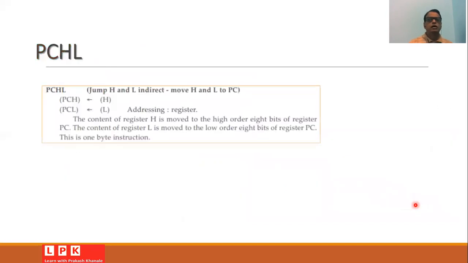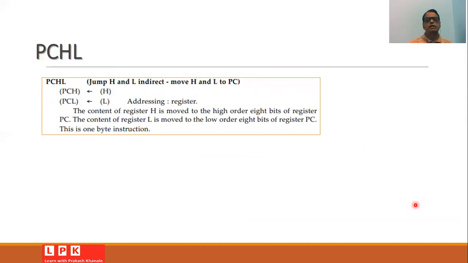There is another instruction, called the indirect jump, PCHL, that is jump H and L indirect, that is move H and L to the PC. So the content of H will be moved to the higher order 8 bits of PC. The content of L will be moved to the lower order 8 bits of PC. So the content of the register H is moved to the higher order 8 bits of the register PC, and the content of the register L is moved to the lower order 8 bits of the register PC.